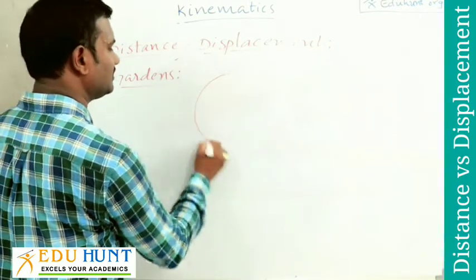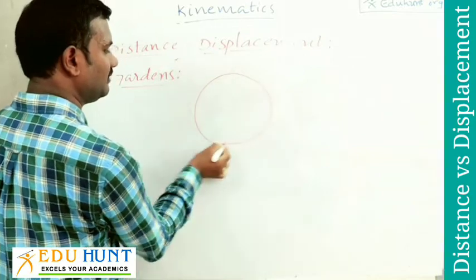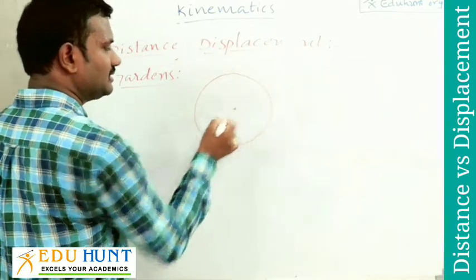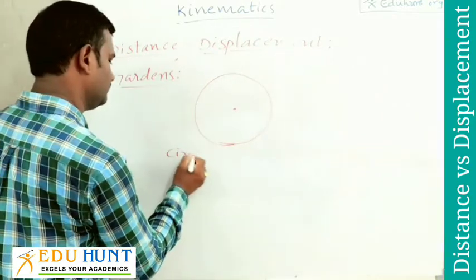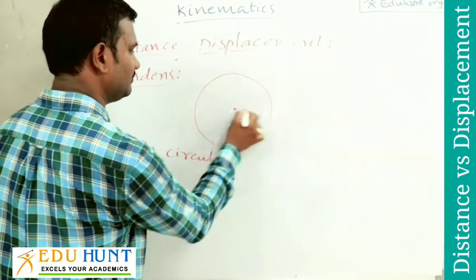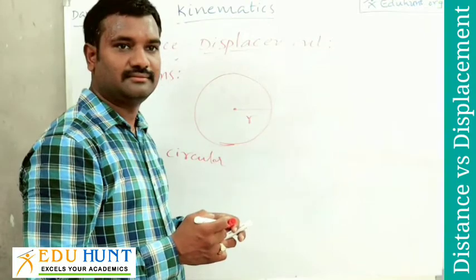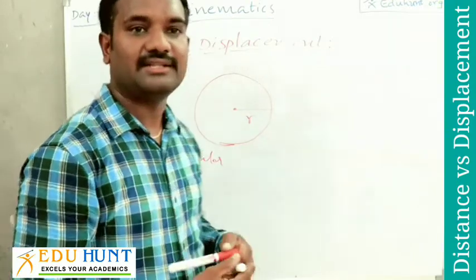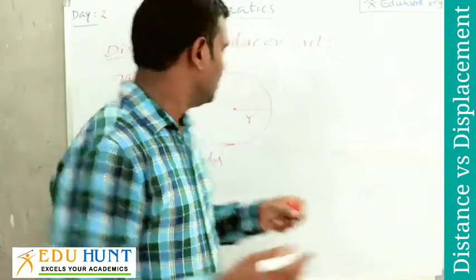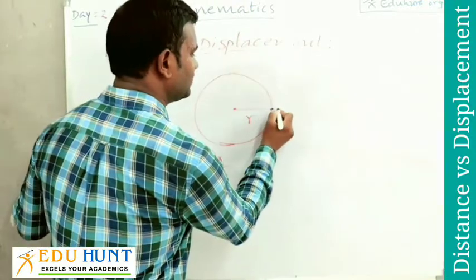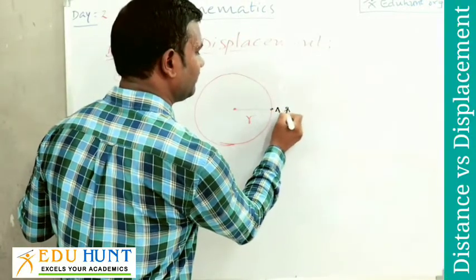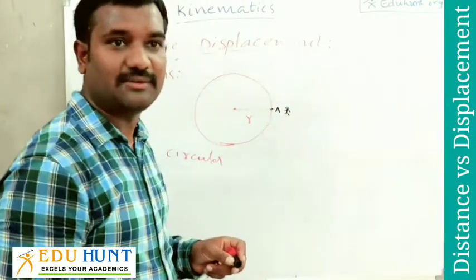Say this is a circular garden of radius r. There is a circular garden of radius r. A gardener starts from point A.